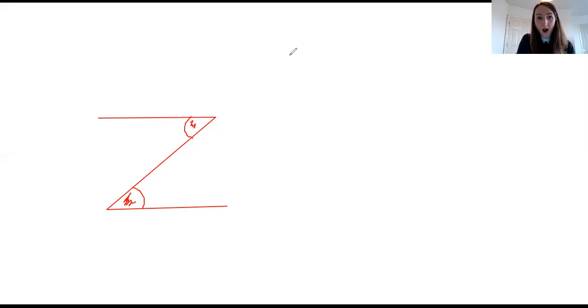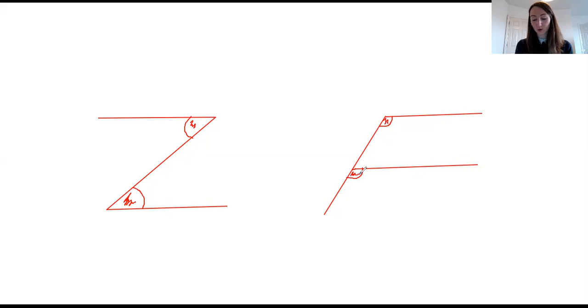We've then got our F angles. And generally our F is on a bit of a slope, but you get the idea. And our angles are here and here, okay? So we've got our Z angles and our F angles, okay? Now in any of our Z angles and our F angles, the angles are the same, okay? That's the important thing to remember.